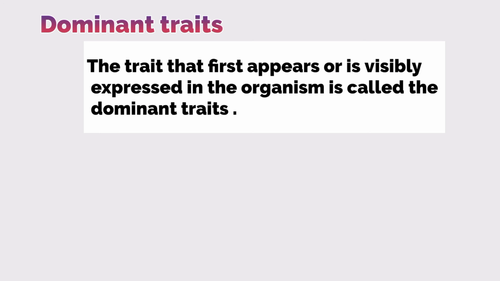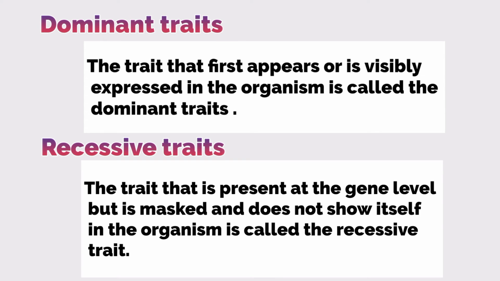Dominant. The trait that first appears or is visibly expressed in the organism is called the dominant trait. Recessive traits. The trait that is present at the gene level, but is masked and does not show itself in the organism is called the recessive trait.